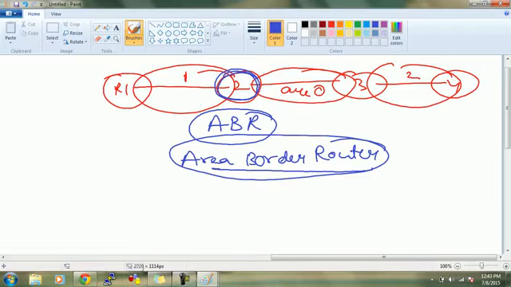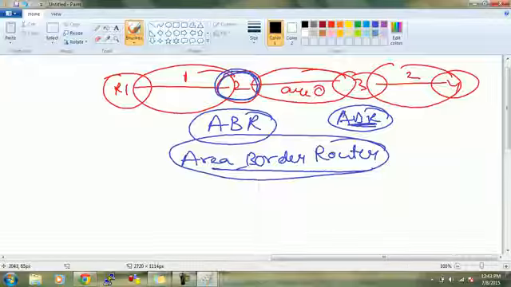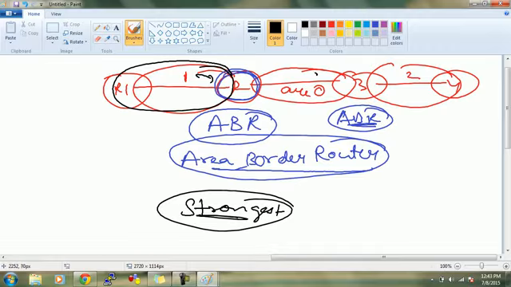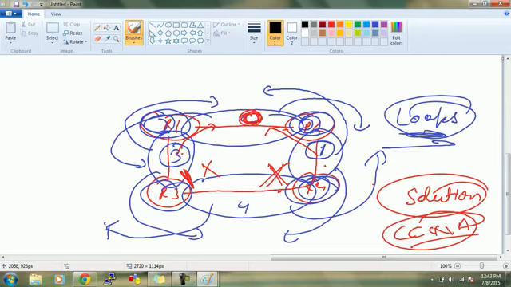Yes, what will the name of this one be as well? ABR. What will the name of this one be as well? ABR. Now, first of all, an ABR should be a strong router. ABR must be a strong router, because the ABR is the router that will have the database of area 1 and also the database of area 2, or any other area which is connected to the ABR. This can also be a case, guys. Please make your thinking wide.